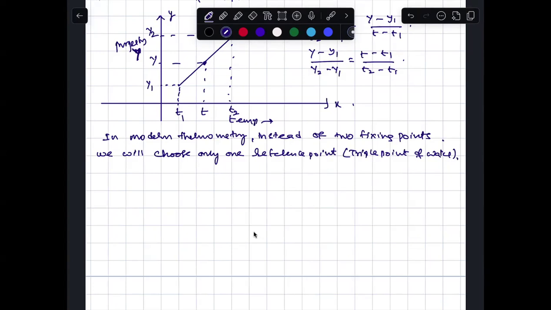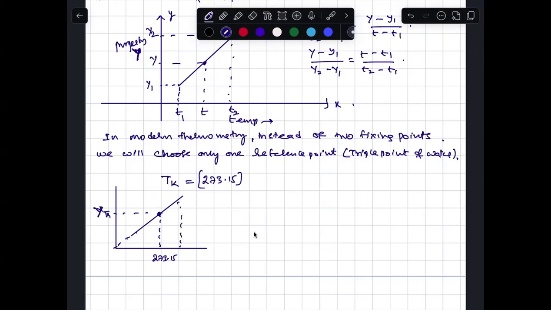So therefore, in that case, temperature in Kelvin is 273.15. In that case, simply, at that temperature the property is X_TR or Y_TR. So if you want some temperature to be found, T Kelvin, I'll simply find Y at that temperature.